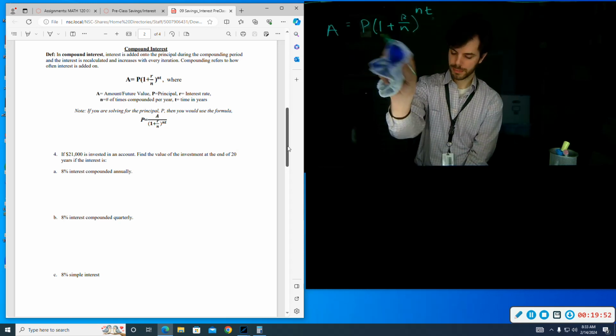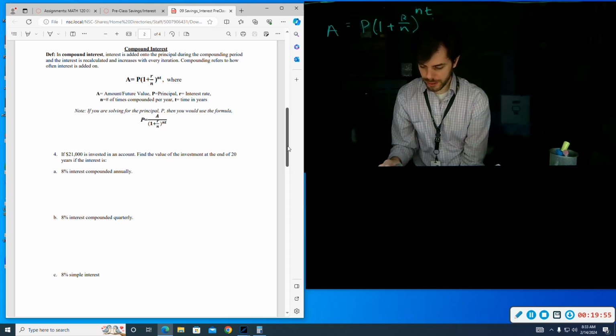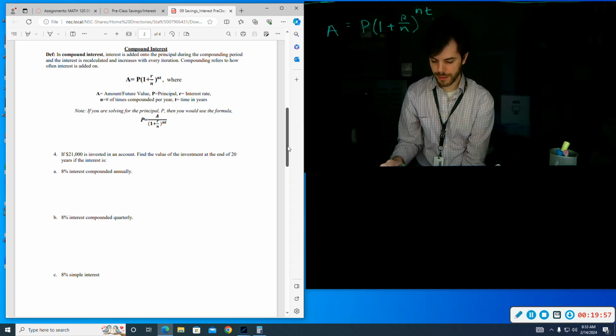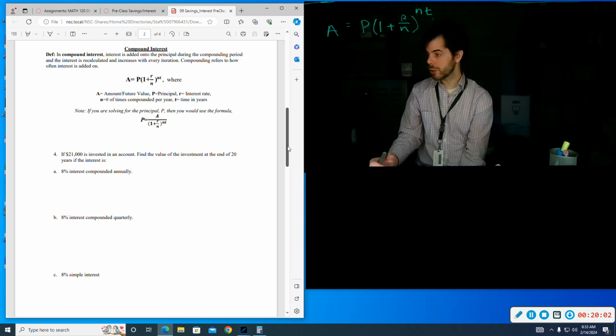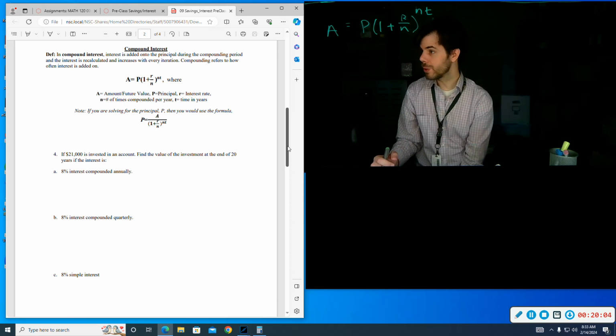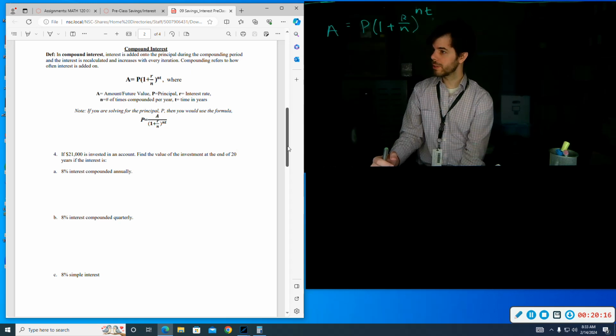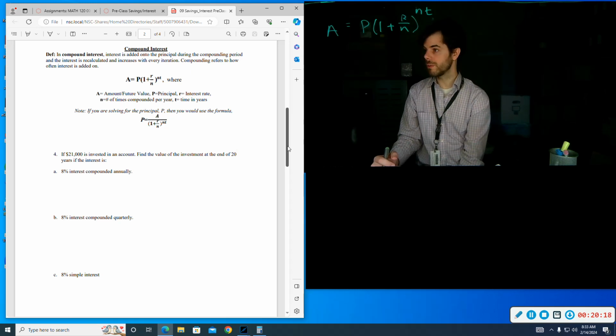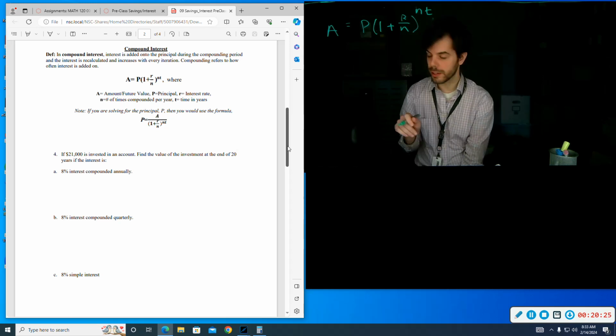Problem 4. If $21,000 is invested in an account, find the value of the investment at the end of 20 years if the interest is, and now they show different schemes, right? You can use this if you wanted to compare banks. Let's say a bank offers these 3 options. You could compare and find out which one is best for you. First, should we do the easy one first? Should we do simple interest, just to review that? Let's do C first. Let's assume we're earning simple interest, 8% annual interest over a 20-year period.